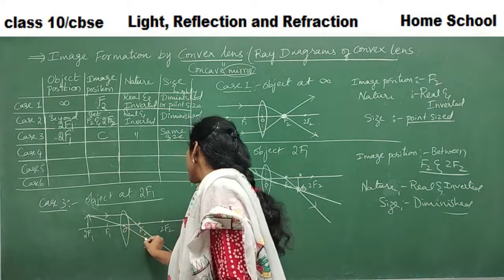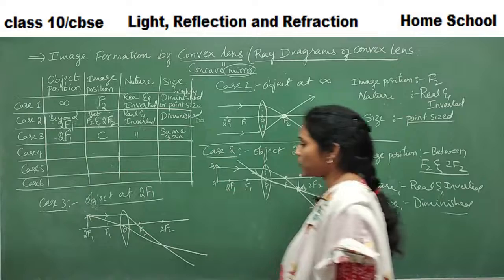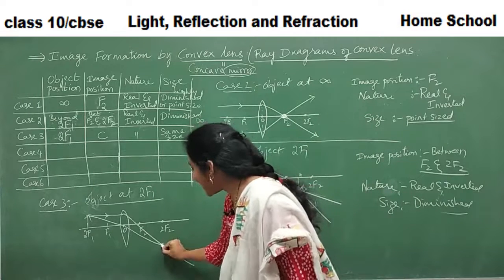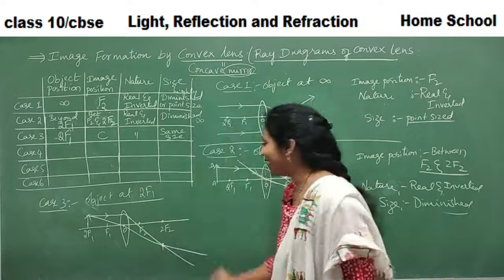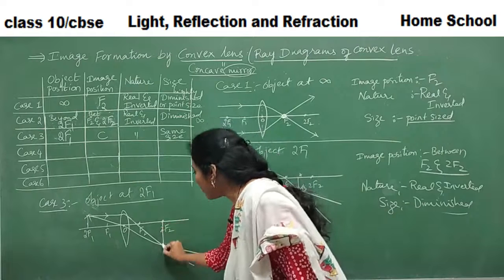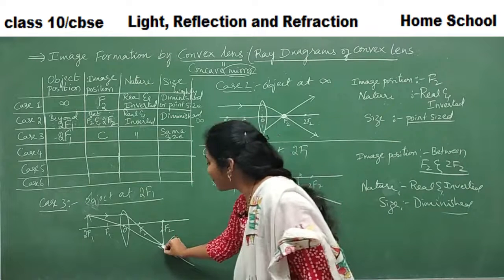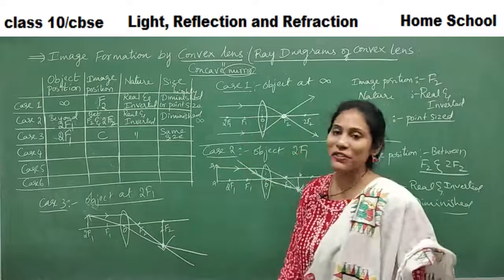It will pass straight. So where are they meeting, guys? Exactly here they are meeting, right? So how is the image formed? Inverted image. Here they are meeting. So inverted image is formed.